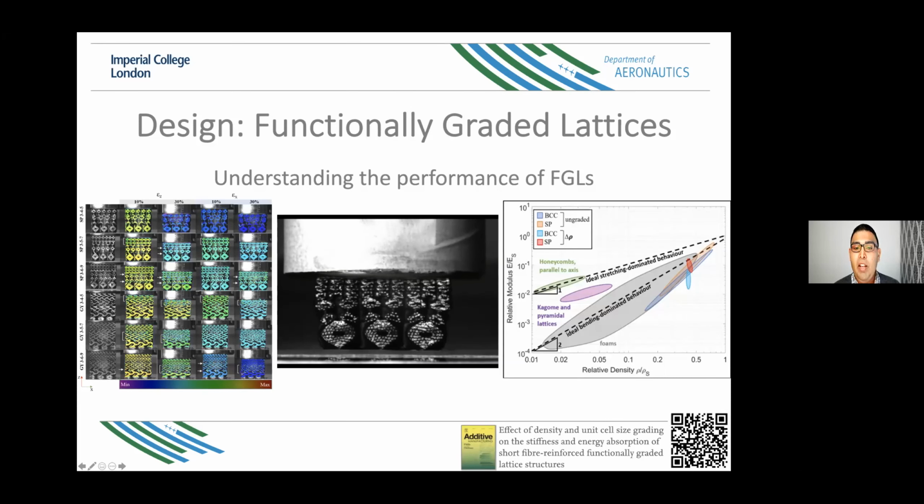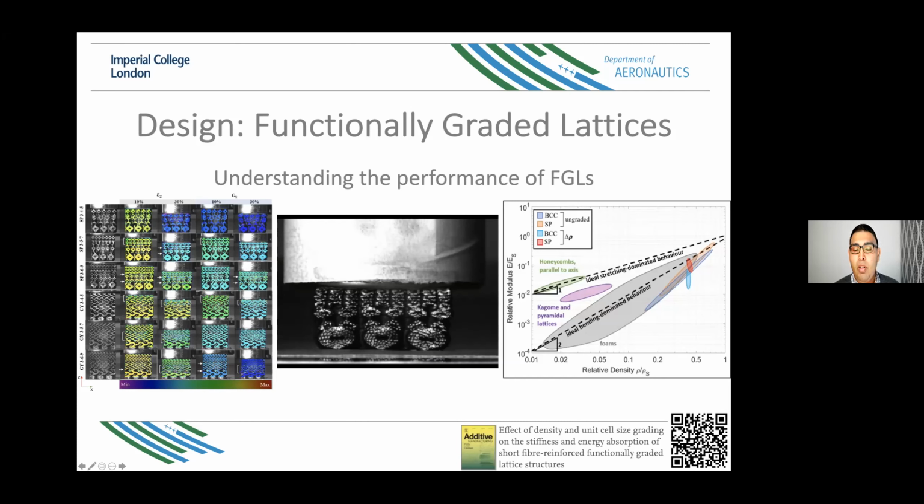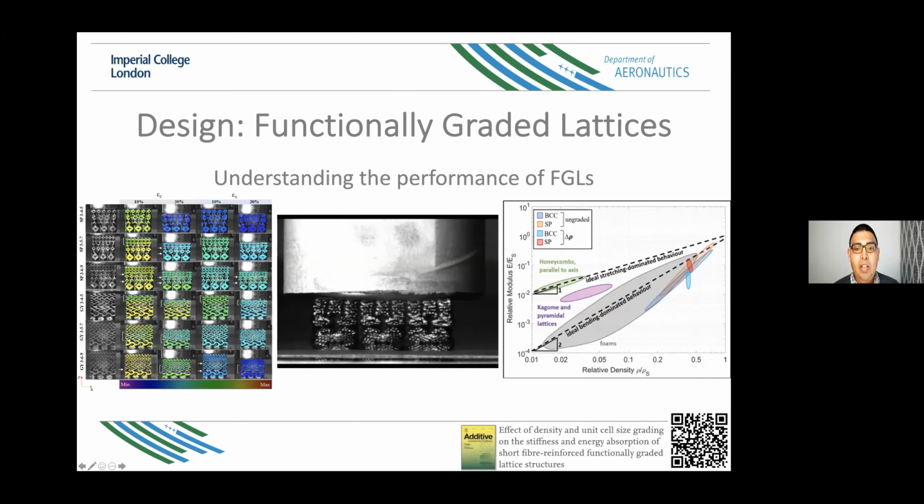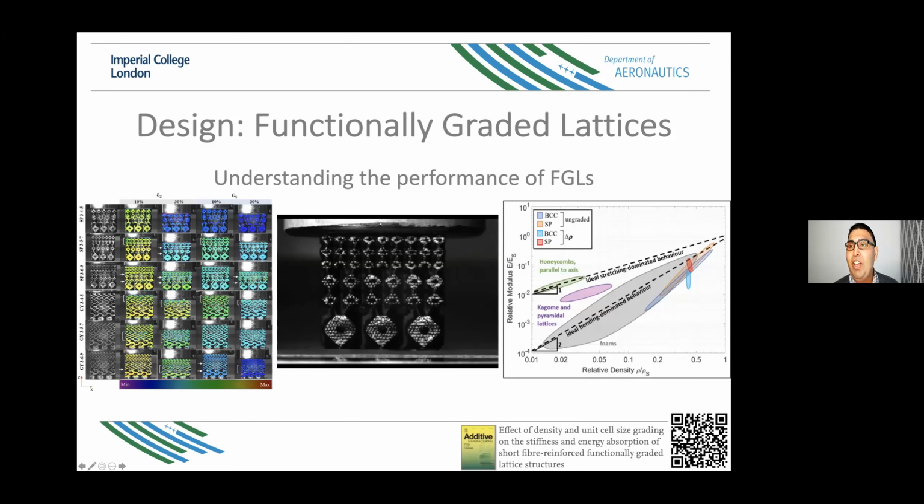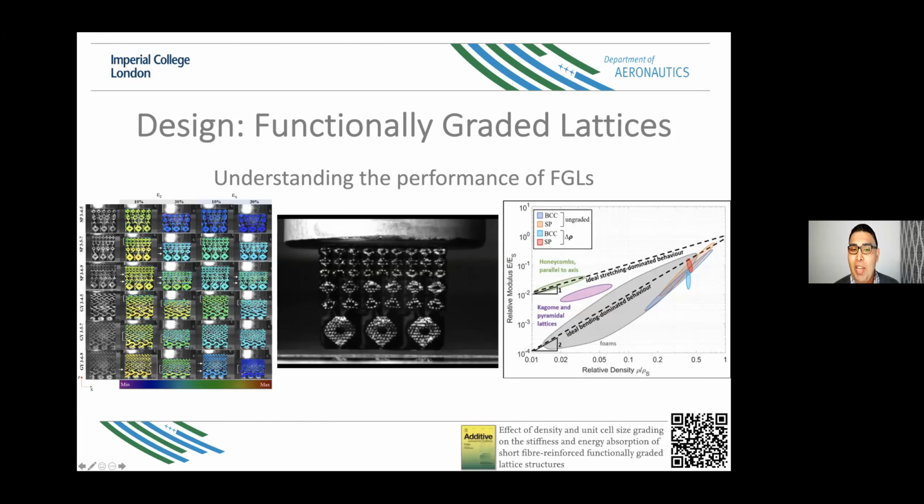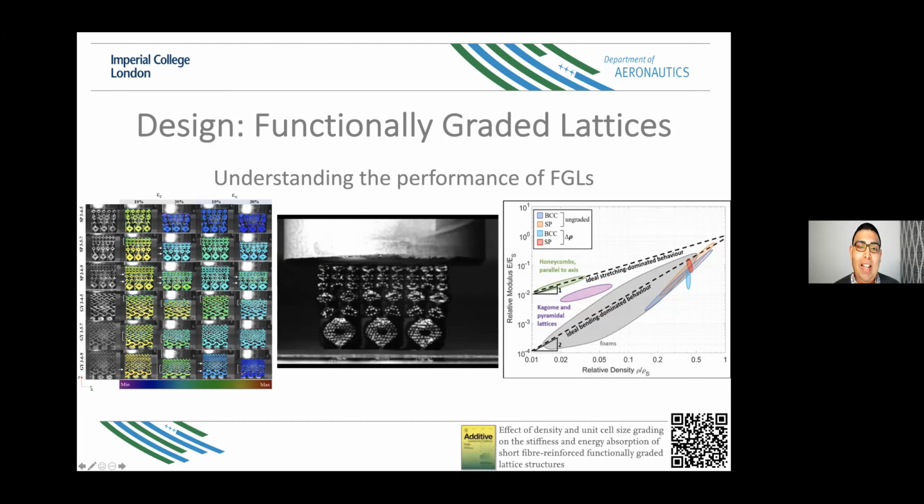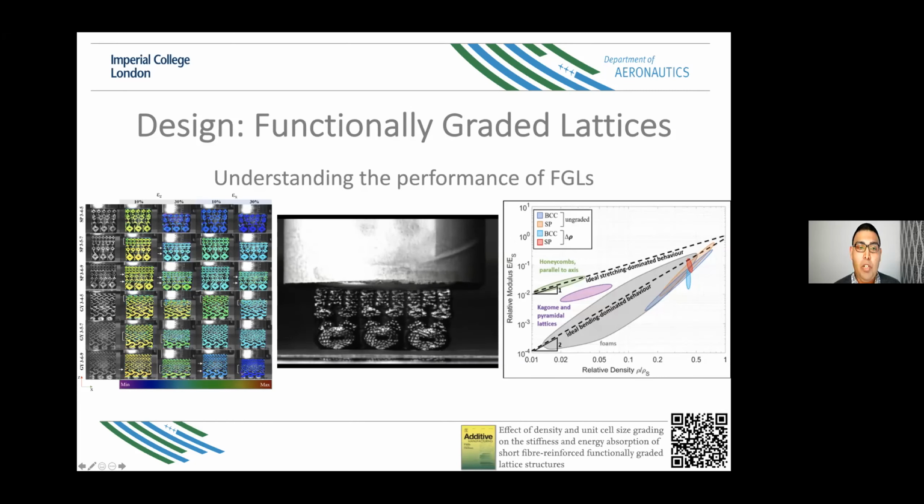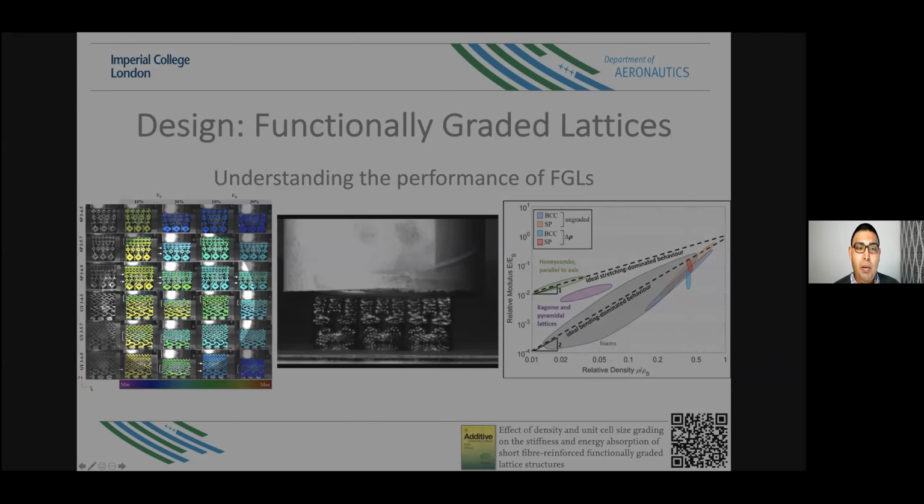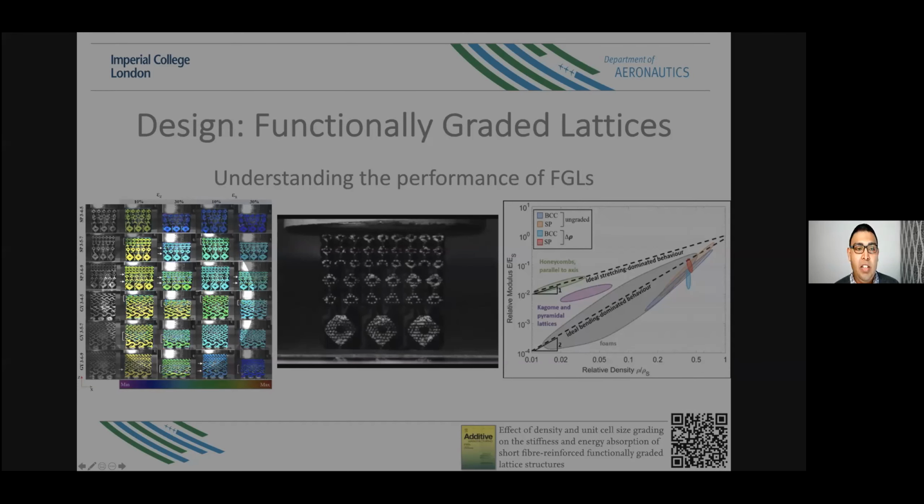So we have been trying to take lattices beyond the single unit cell type, uniform density variation throughout the domain, to more exciting territories, which I'll show you in the next slide as well. And we have done quite a lot of numerical simulation, which is complemented with the experimental investigations like you can see here. So these are digital image correlation snapshots for our compression specimens.